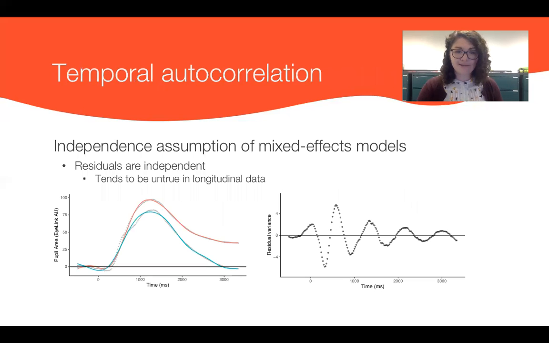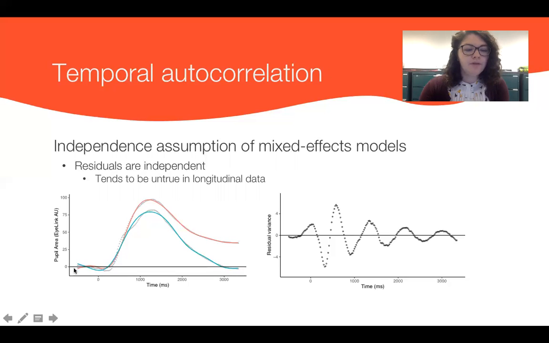I want to take some time to discuss temporal autocorrelation. There is an assumption of regression, of these mixed effects models, that the residuals are independent. This is something that tends to be untrue in longitudinal data and these longitudinal time course analyses. This isn't specific to pupillometry or either of the two methods I was talking about. This is just a general issue that crops up for all of these different longitudinal approaches. So I have a visual example here.